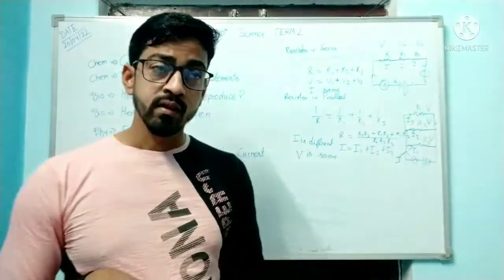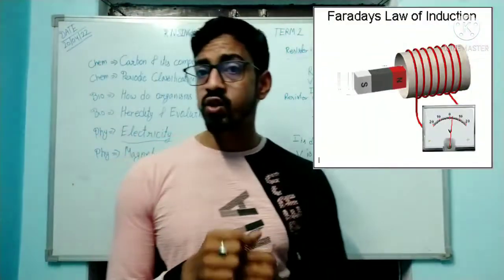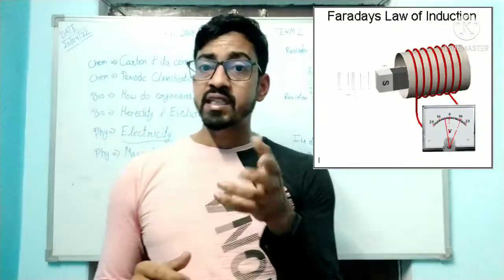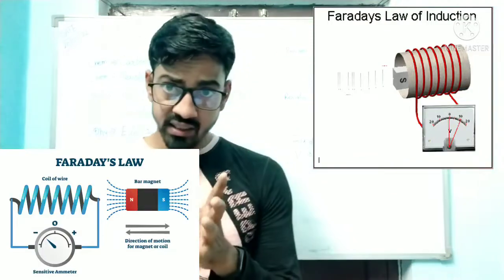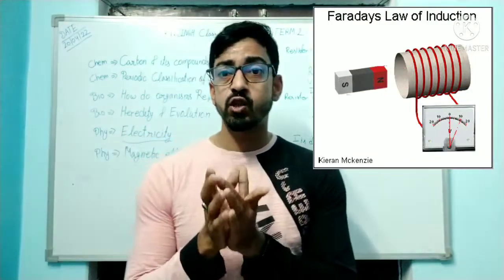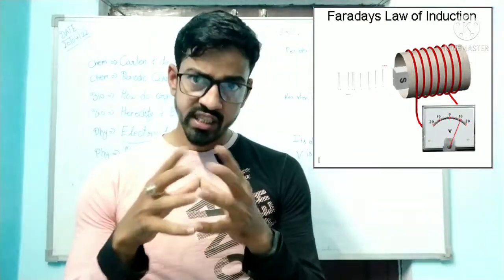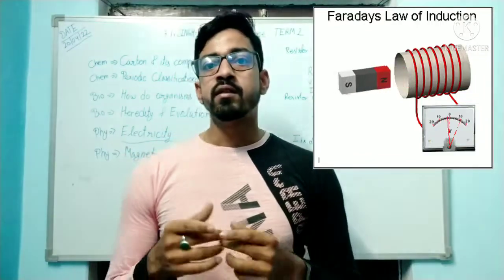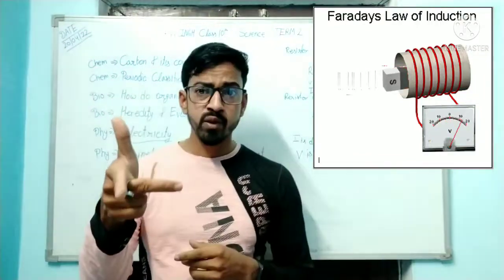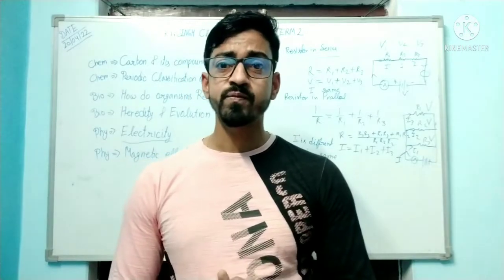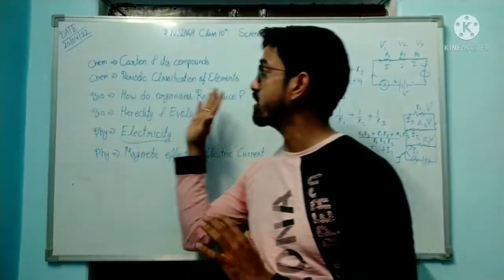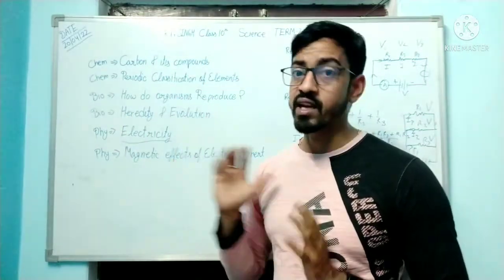Okay, second thing, the electric generator is not coming, but electromagnetic induction is. The AC generator depends upon electromagnetic induction, which was discovered by Faraday accidentally, and which depends upon Fleming's left hand rule. These things we are going to explain in the next video. So this is the whole syllabus of term second.